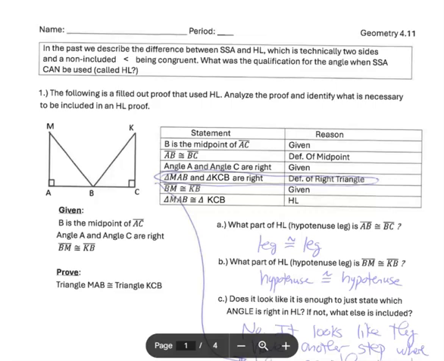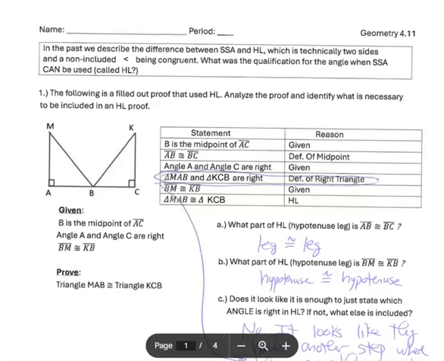All right, let's go ahead and jump into Geometry 4.11. It says, in the past, we described the difference between SSA and HL, which is technically two sides and a non-included angle being congruent. What were the qualifications for the angle when SSA can be used and is called HL? Well, the main thing is that it has to be a right angle.